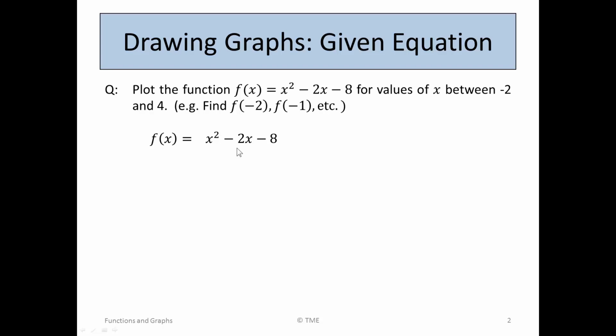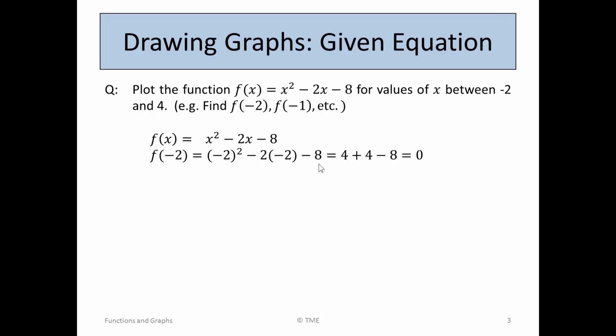So we do this by transcribing the function from the question. F of x is x squared minus 2x minus 8 for all values of x. We're going to start now with an x value of minus 2. So plugging in minus 2 for x, f of x becomes f of minus 2. X squared becomes minus 2 squared. Minus 2x becomes minus 2 times minus 2. And minus 8 carries down.